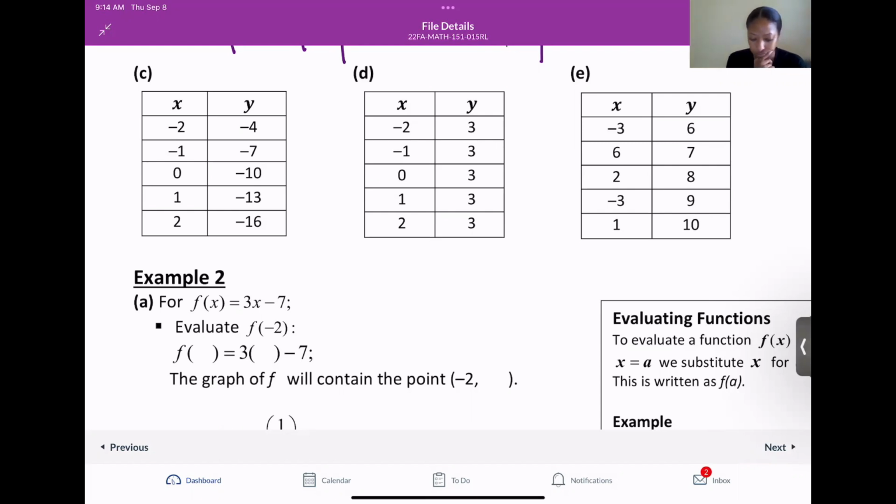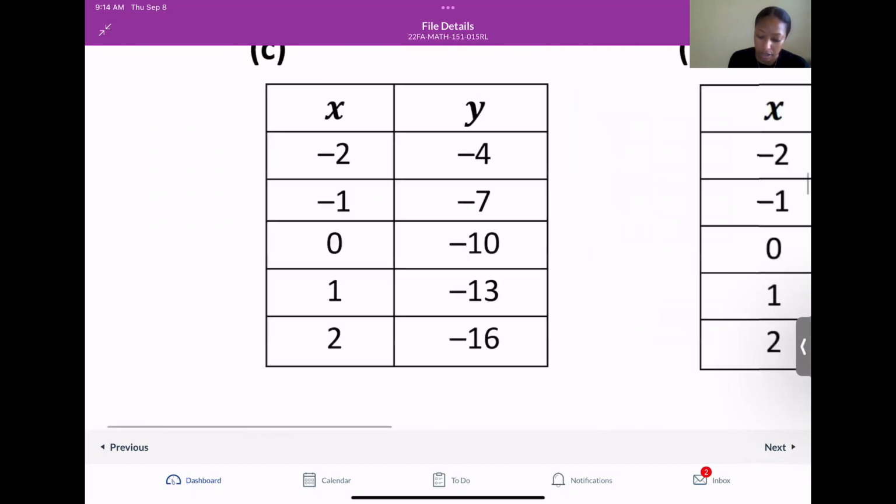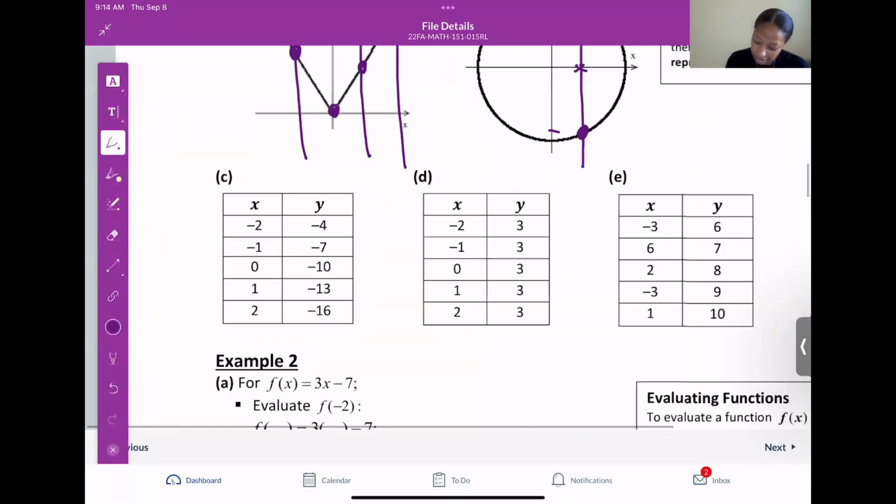All right. So for part C, does the table in C represent a function? Yeah. All of the inputs are different, so there's really nothing to check if all of the inputs are different. So yeah, this one's a function.